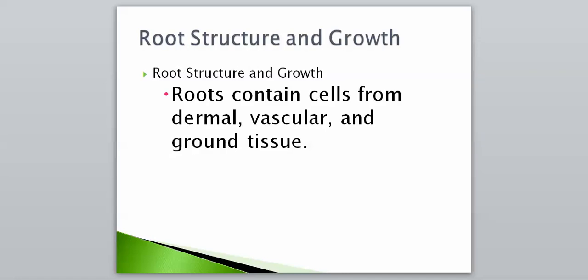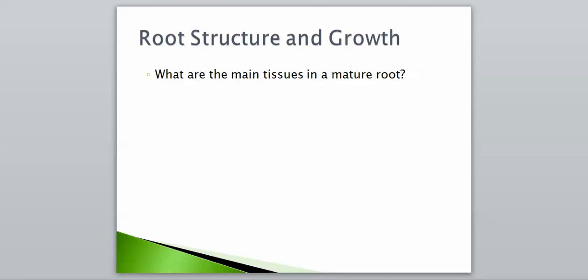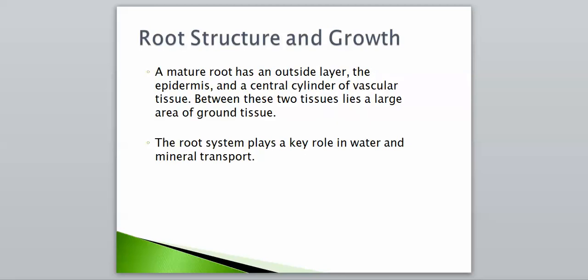So now we're going to look at root structure and growth. And roots contain cells from dermal, vascular, and ground tissue. So this is going off their structure. They have all three types of tissue that we discussed. And so we're going to look at where exactly those are found. So a mature root has an outside layer, the epidermis. Remember, we said that would be dermal tissue, which would be like the skin. And it has a central cylinder of vascular tissue. And so vascular tissue, remember, is our xylem and our phloem, the water and nutrient transport. And between these two tissues lies a large area of ground tissue. So there's what the filler would be.